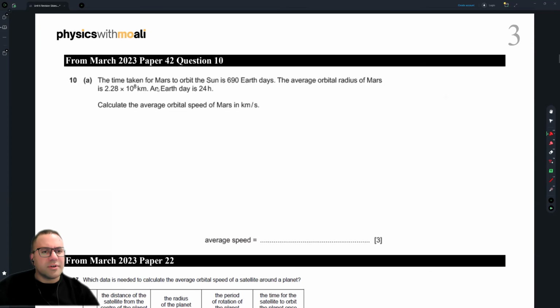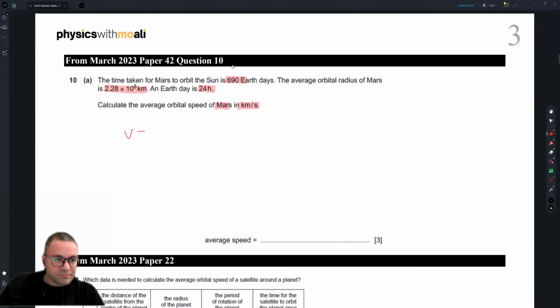First off, the time taken for Mars to orbit the Sun is 690 days. The average orbital radius is 2.28 times 10 to the power of 8 kilometers. An Earth day is 24 hours. What is the average orbital speed of Mars in kilometers per second? Okay, that's kind of silly, but let's get started.